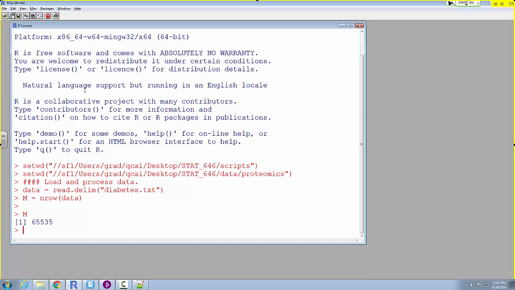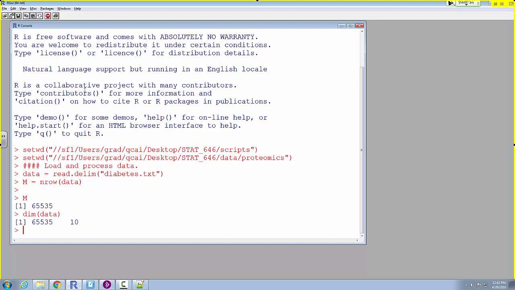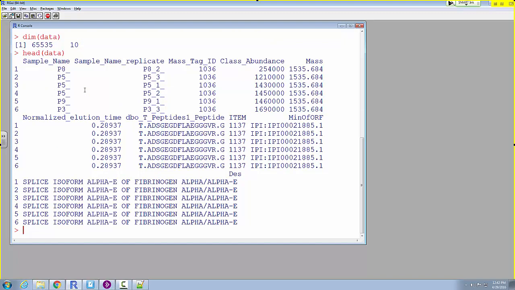We have 65,000 rows. There are 10 columns. Why are there only 10 columns? Okay, yeah, so I have not processed these yet. This is the format of the data that, in this case, I received from the laboratory. This is not exactly raw, but it's a pretty raw version of the data. In particular, I don't have an M by N matrix of numbers yet.